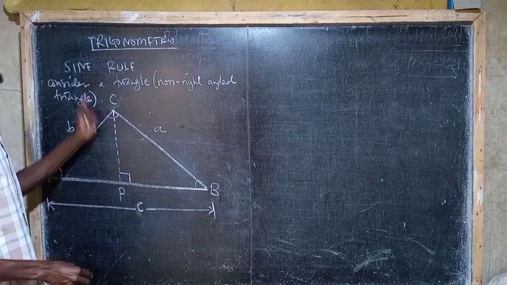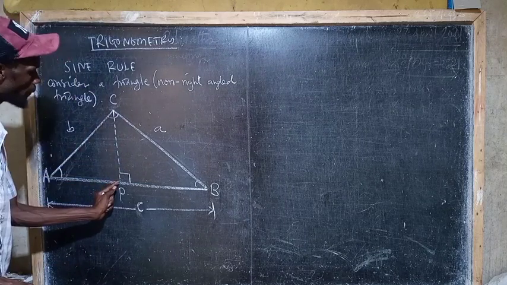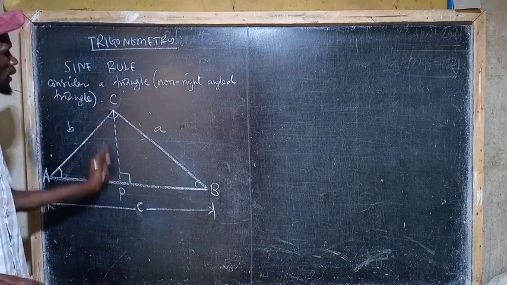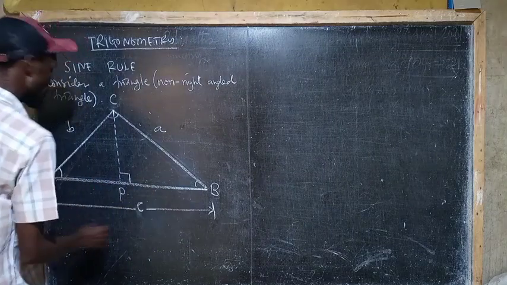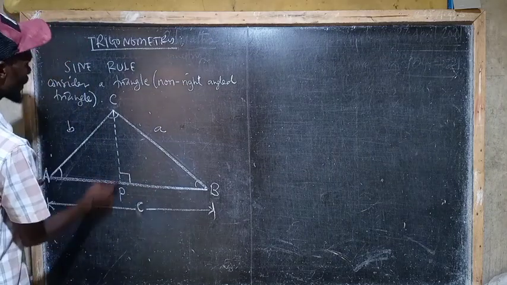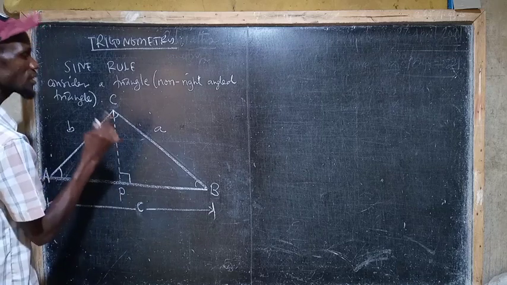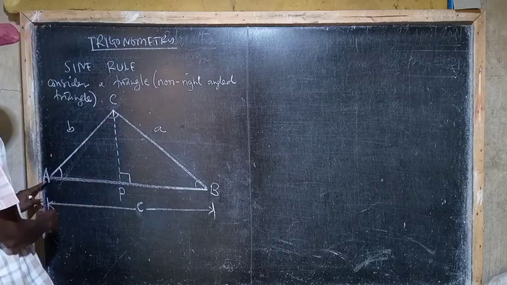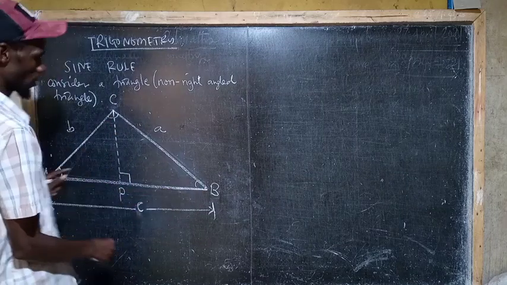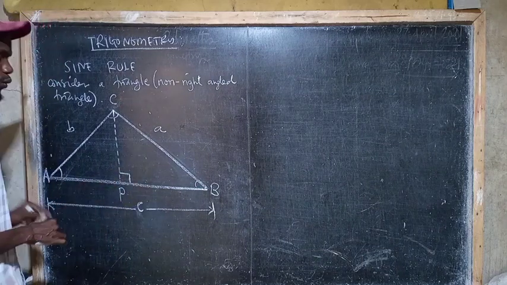But in order to show this sine law, we put this perpendicular line. It is a perpendicular line to line AB. So means line PC is drawn in such a way that it is perpendicular to line AB. So that is why I have written this one.